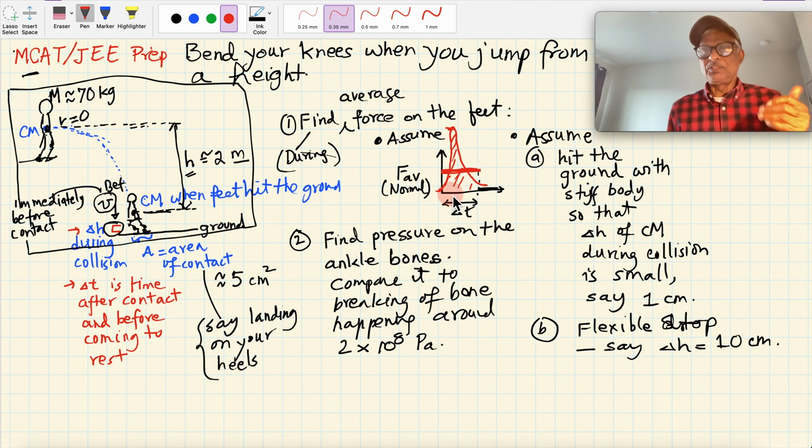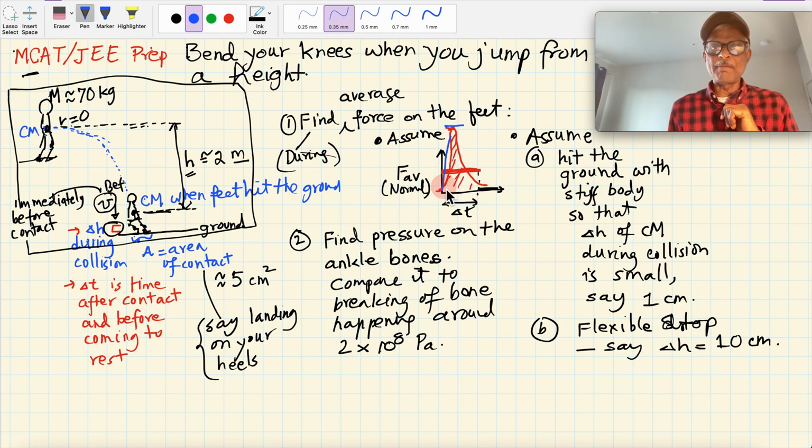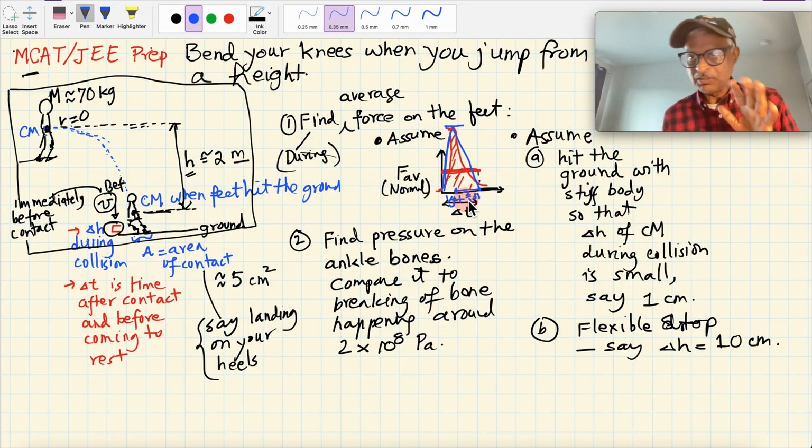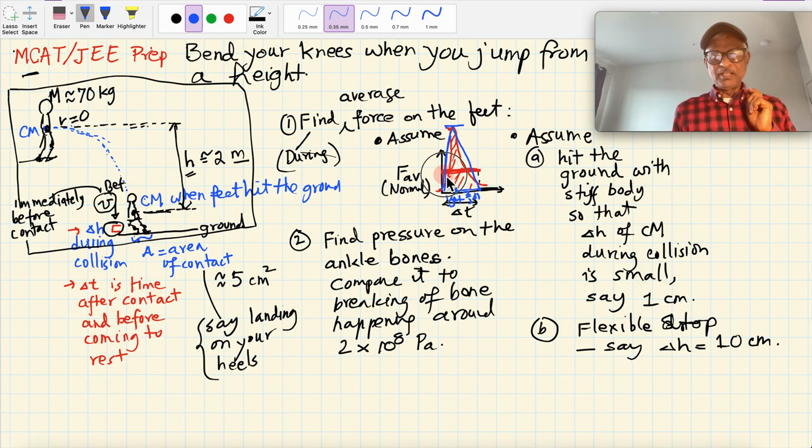If you like, you can make this problem a little more interesting by asking what the peak force is going to be if this is maybe a kind of triangle, maybe 1/3 of the time it goes up like this and comes down, and another 2/3 of the time like that. So you can model it like that and make it more interesting, but I'm not going to do that. I'm just asking about the average. So find the average force, and use this average force to find the pressure on the ankle bones.